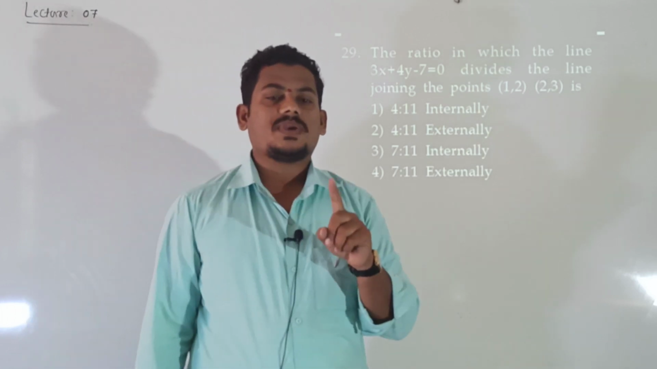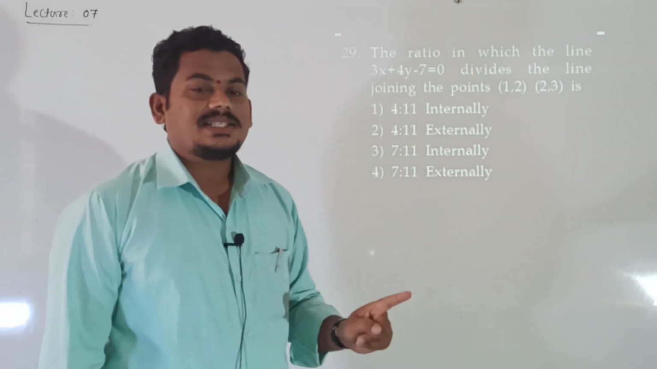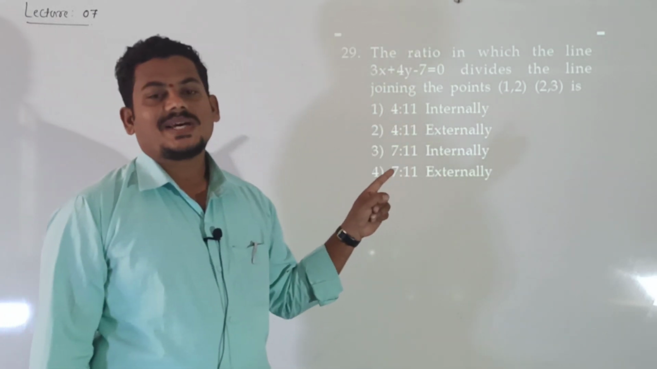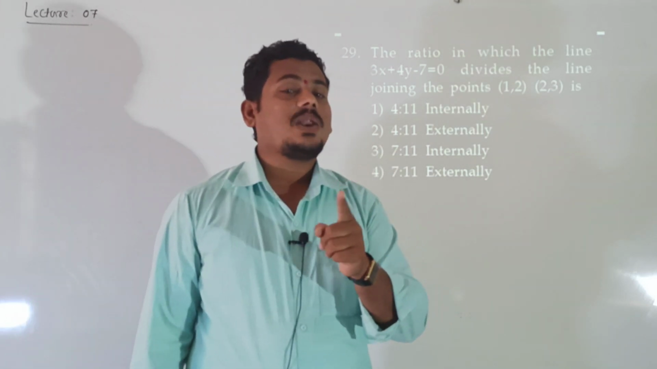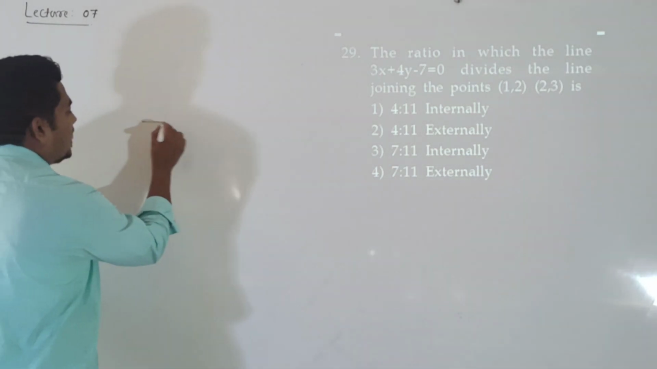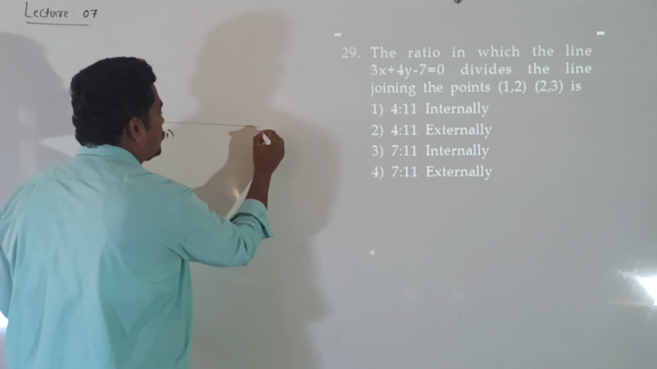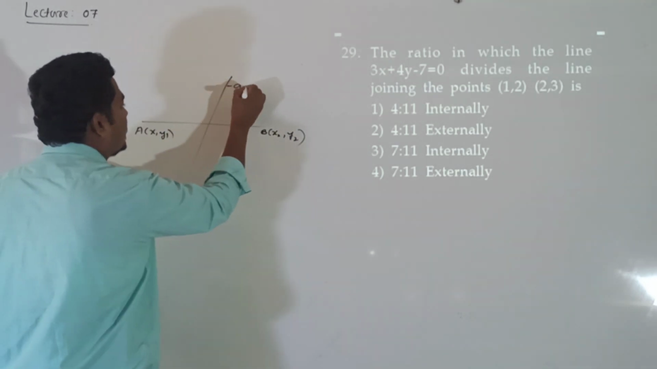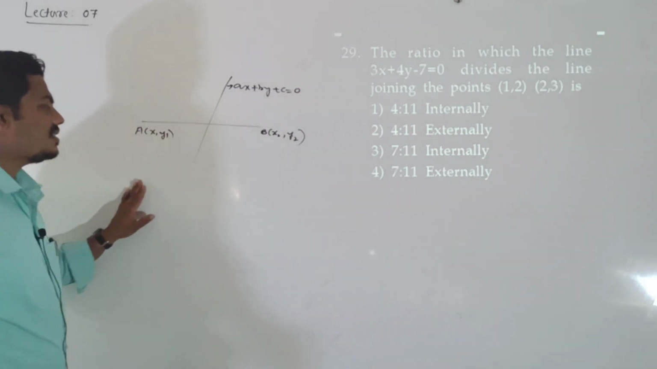The ratio in which the line ax plus by plus c equal to 0 divides the line joining the points x1 comma y1 and x2 comma y2 is minus L11 is to L22. Line joining 2 points: this is suppose x1 y1 and this is x2 y2, point B is x2 y2. This line, that is ax plus by plus c equal to 0. We have one shortcut formula.